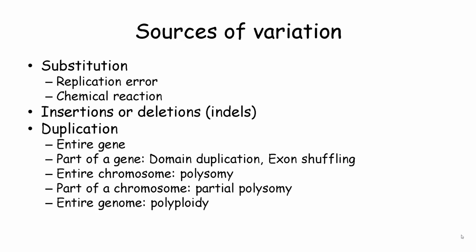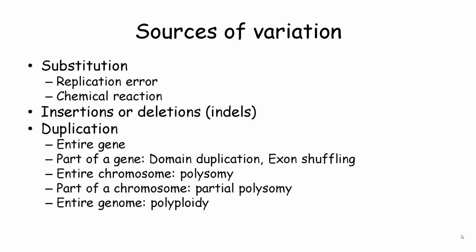Duplication of genetic material can also happen during replication, and it can happen at different scales. An entire gene can be duplicated, resulting in multiple copies of a gene. A section of a gene can be duplicated or moved, resulting in domain duplication and exon shuffling. A chromosome can be duplicated in its entirety or partially, which are called polysomy or partial polysomy.